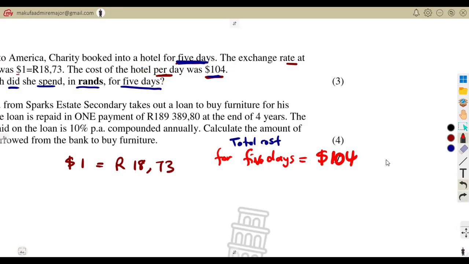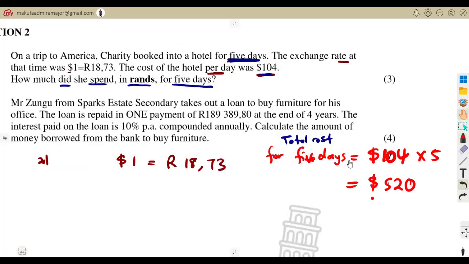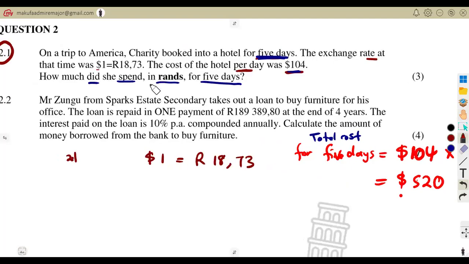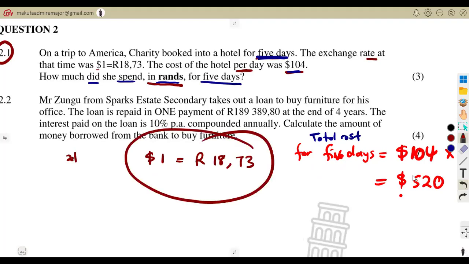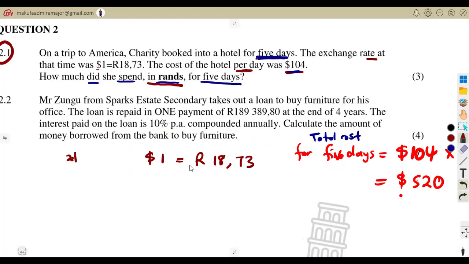So we're going to multiply this by 5. So this total cost that we are seeing is in dollars. It was going to give us $520. This is the total in dollars. But they are not asking this in dollars. No, they are saying this in rands. So that is where we go back to the conversion table now to say, all right, $1 is equal to what? So what about $520? It is equivalent to what in South African rands? We do not know, so you can just call it X.